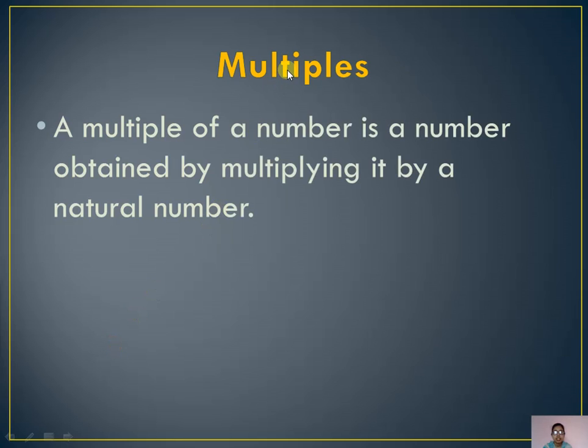Next topic is multiples. What are multiples? A multiple of a number is a number obtained by multiplying it by a natural number. Or we can say multiples basically means table of that number. किसी भी नंबर के टेबल को हम मल्टीपल्स भी कहते हैं.